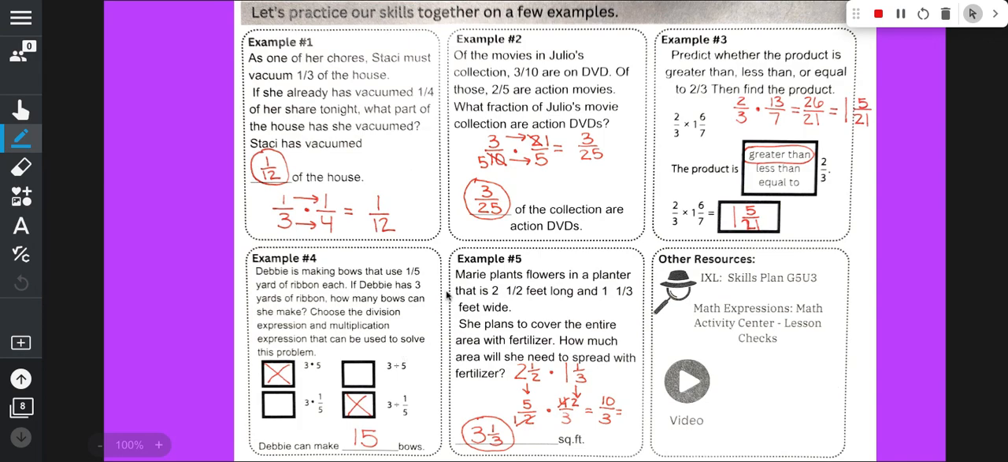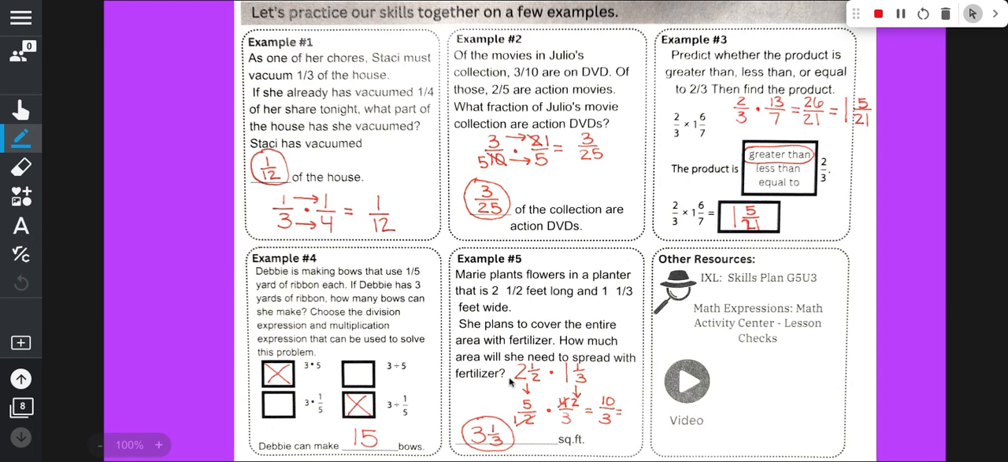Number 5, Marie plants flowers in a planter that is 2 1/2 feet long and 1 1/3 feet wide. She plans to cover the entire area with fertilizer. How much area will she need to spread with the fertilizer?